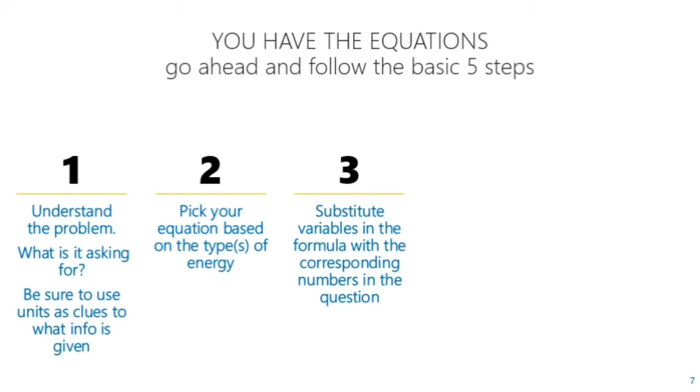You're going to substitute variables in the formula with the corresponding numbers in the question. So if they're asking you to find gravitational potential energy, more than likely they've given you a mass, you can assume gravity, and they've given you a height. If they're asking you to calculate the speed of an object, more than likely they've given you the kinetic energy and the mass. That way you can solve for v.